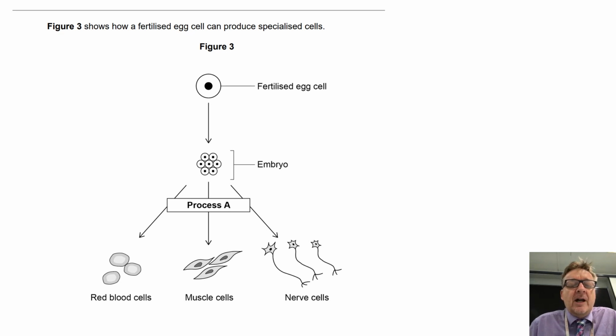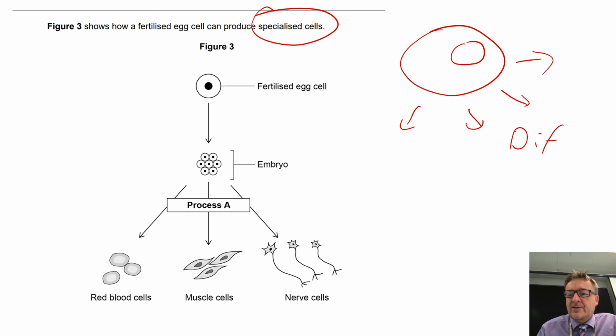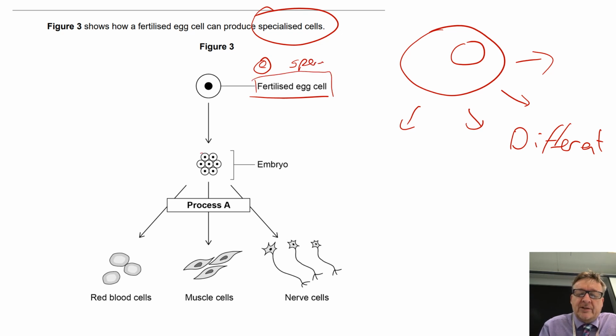Figure 3 shows how a fertilized egg cell can produce specialized cells. So specialized, right? What we have is an animal cell, and a specialized cell is where they change to be able to do a specific role. They become different to do a role. Right, so fertilized egg cell. Fertilized means we've had an egg and a sperm. They've then come together and we've got a fertilized egg cell. Then what it does, it starts to replicate. That is then when it becomes an embryo.